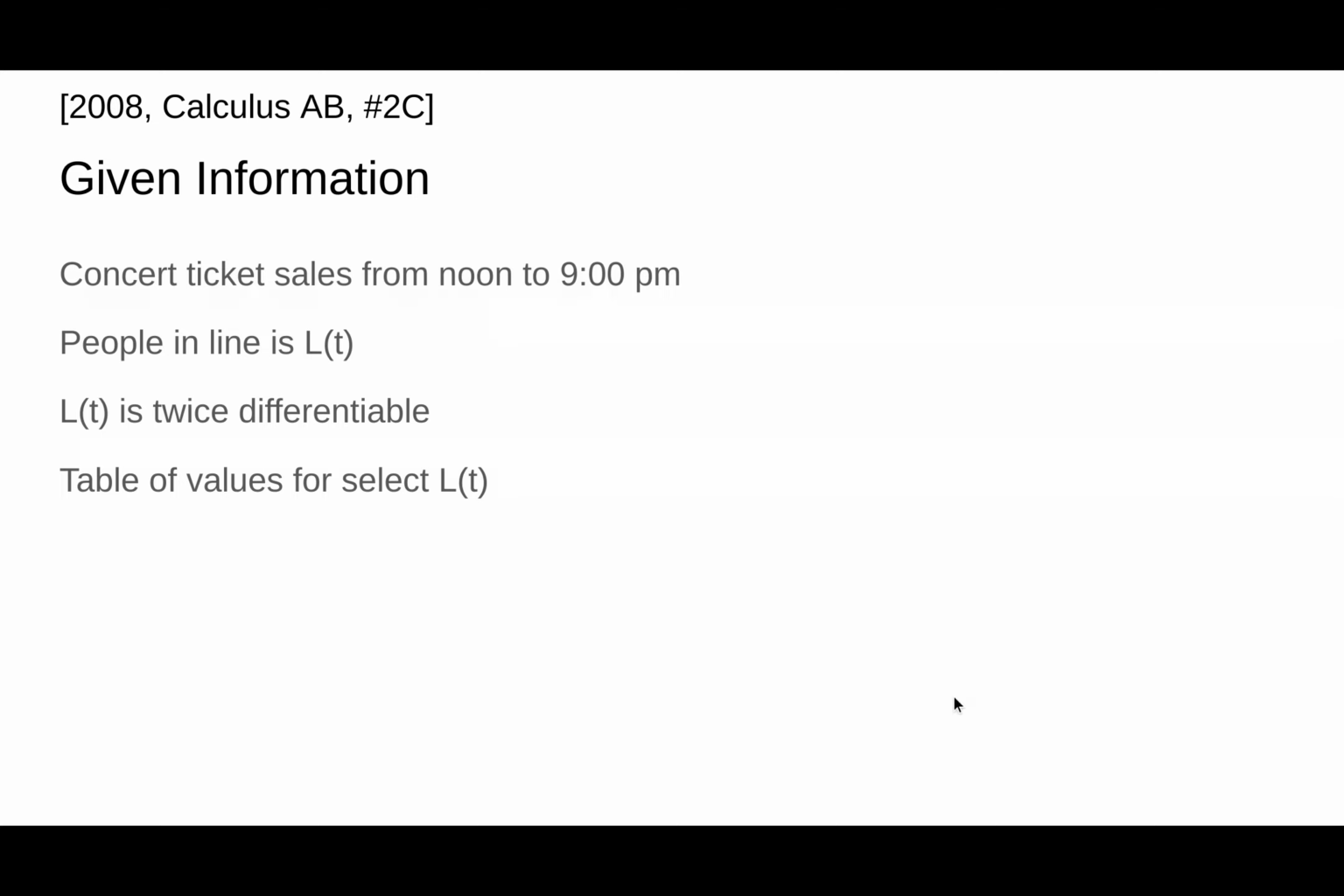This question is from 2008. It's question 2, and it is calculator active. In the question stem, we have concert tickets going on sale beginning at noon and getting sold out at 9 p.m. We have a function L of t, which gives us the number of people in line waiting to get these tickets. We're given that the function L of t is twice differentiable, and we are provided with a table of select values of L of t at different values of t.